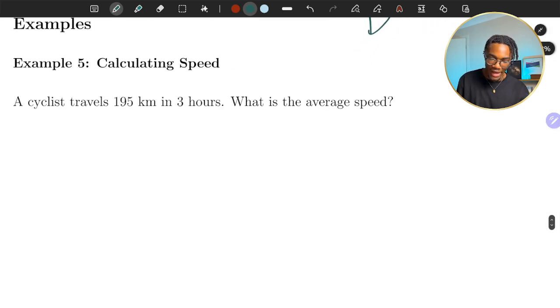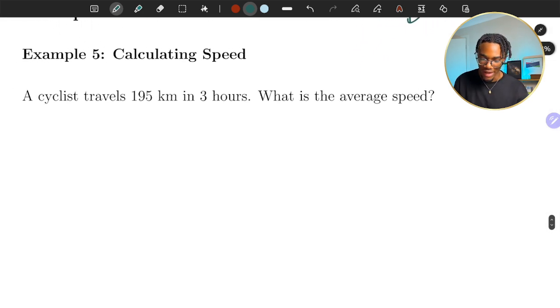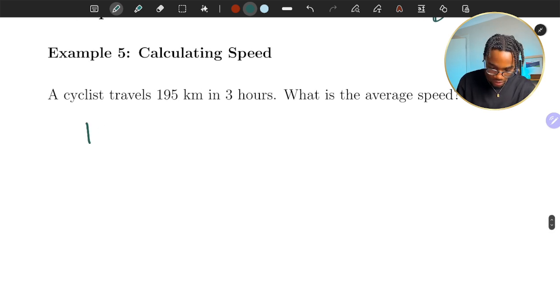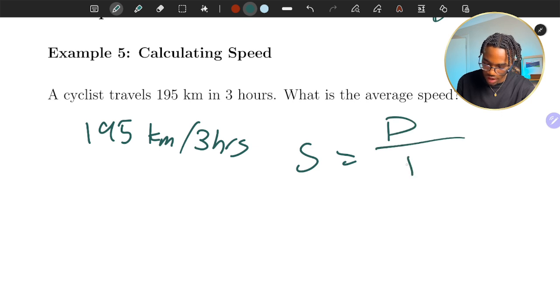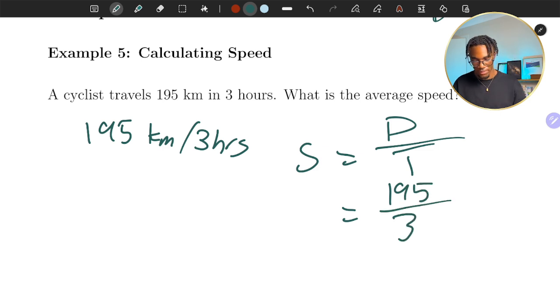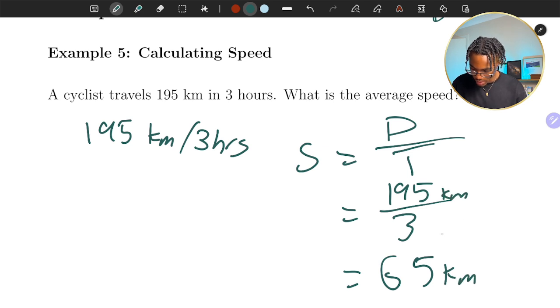So a cyclist travels 195 kilometers in 3 hours. What is the average speed? So 195 kilometers per 3 hours. Speed equals distance over time. That equals 195 over 3, which equals 65 kilometers per hour.